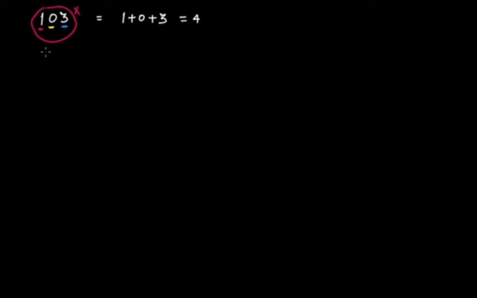What about the number 104? Again, if you add all these digits, it would be 1 plus 0 plus 4 and this will be 5. Is 5 divisible by 3? The answer is no. 5 is not divisible by 3 and therefore 104 is not divisible by 3.